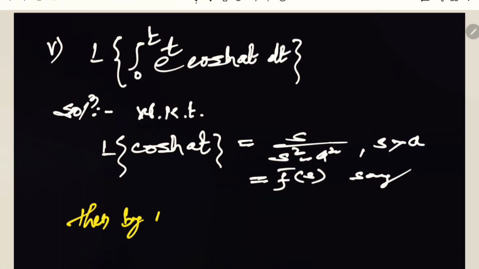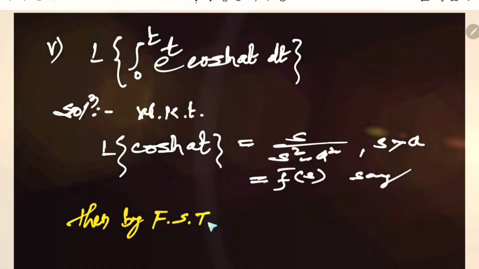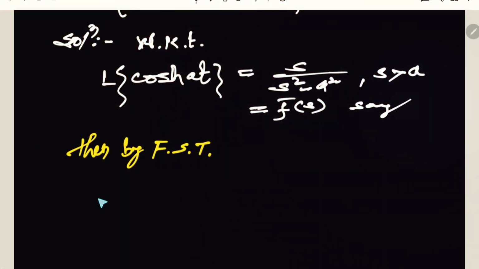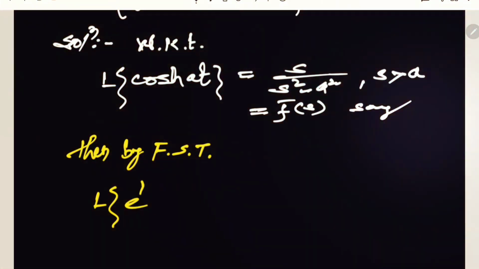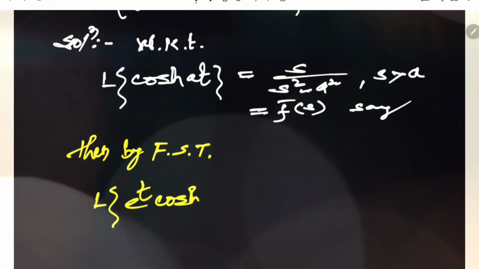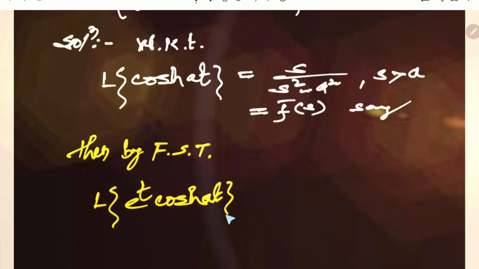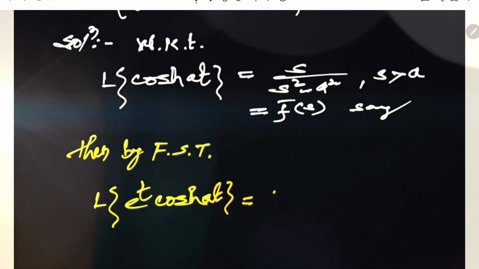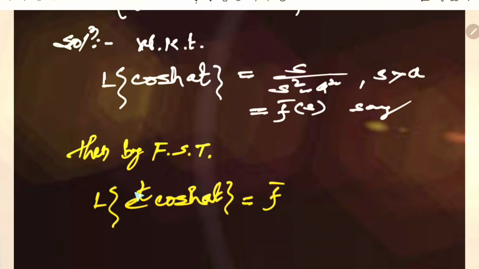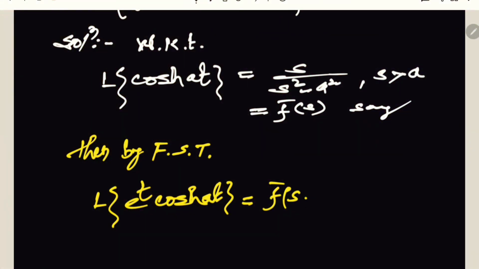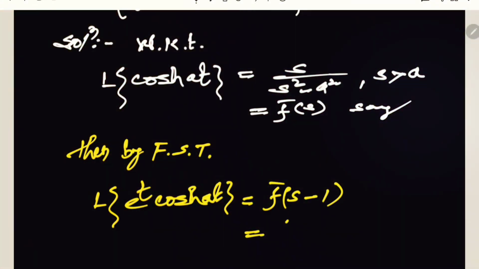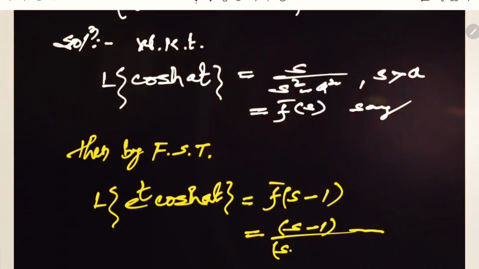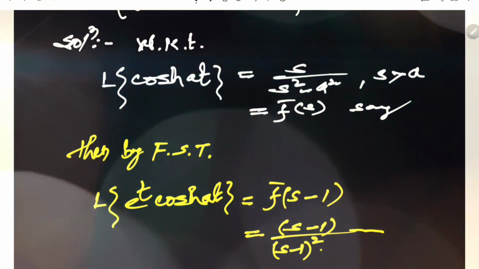Then by first shifting theorem we get the Laplace transform of e raised to t into cos hat, as it is multiplied by e raised to plus t. We have to replace s by s minus 1 in that f bar of s. Therefore, the answer is s minus 1 whole divided by s minus 1 whole square minus a square.